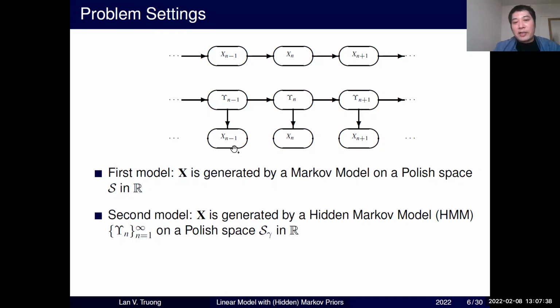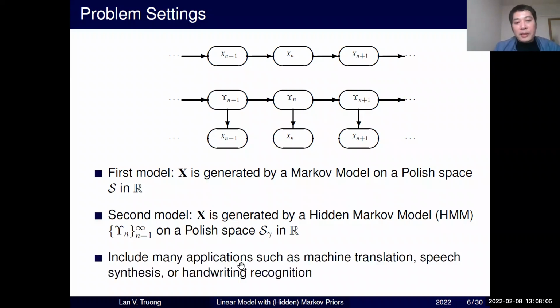And in the second model, we assume that x1, x2, up to xn are generated by a Markov chain, gamma 1, gamma 2, up to gamma n. So the two models are different, right? The first one is x1, x2, up to xn a Markov chain, and the second one we call a hidden Markov chain, because the sequence x1, x2, up to xn may not be a Markov chain, but it is generated by a Markov chain, and this Markov chain is usually hidden. So this model appears in many applications like machine translation, speech synthesis, or handwriting recognition in machine learning and signal processing.